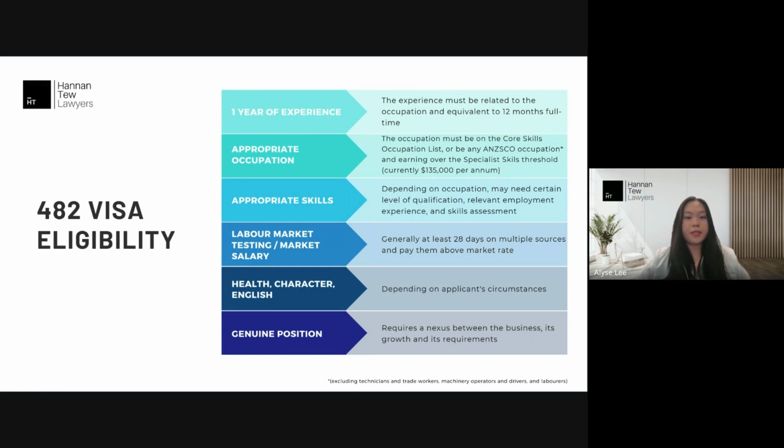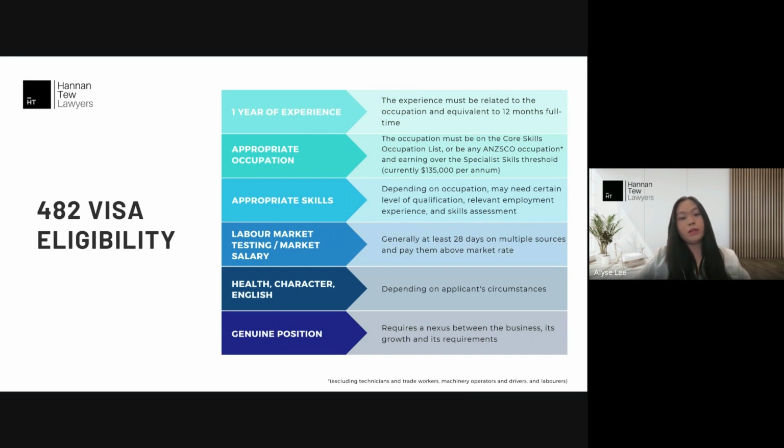From a visa perspective, the applicant will still need to meet health requirements, so they'll still need to undertake medical examinations as necessary, depending on where they have resided in the past 5 years, what passport they hold, and whether they have any health disclosures.